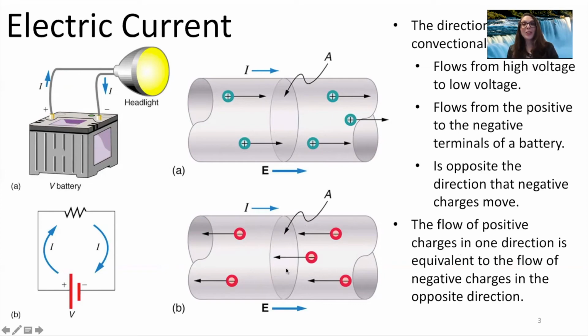So why do we choose the particular direction that we do for current when it's really the electrons that are the charge carriers? Well, we can thank Benjamin Franklin for that. And if you watch the Crash Course video about current, you will learn more about Benjamin Franklin and why we choose current in the direction that we choose.